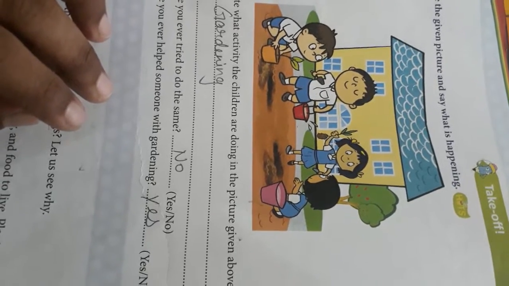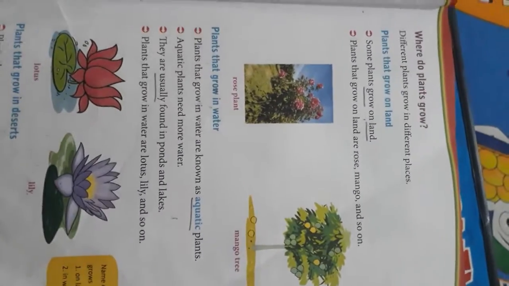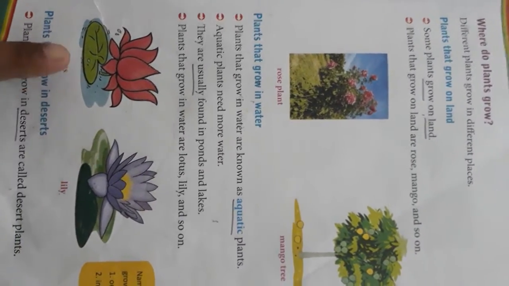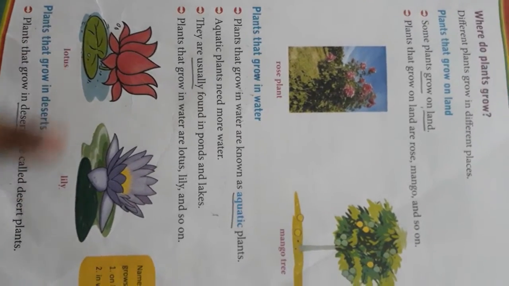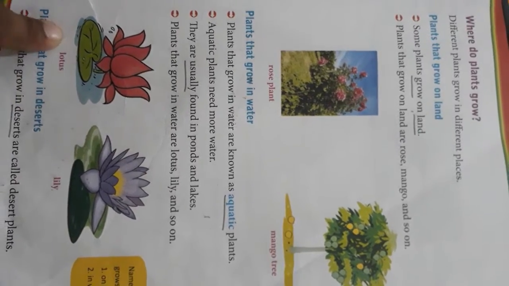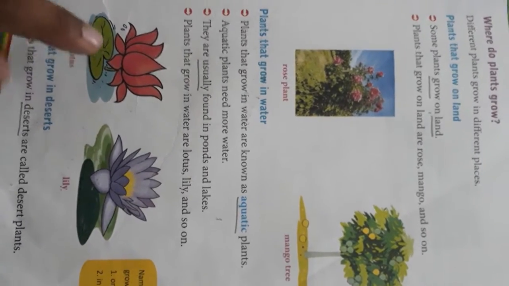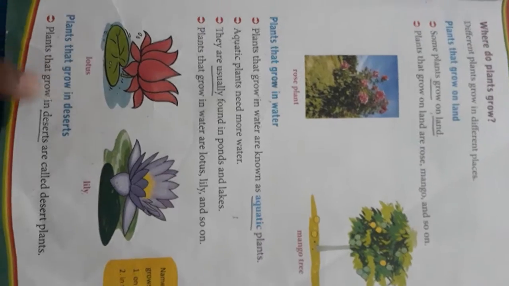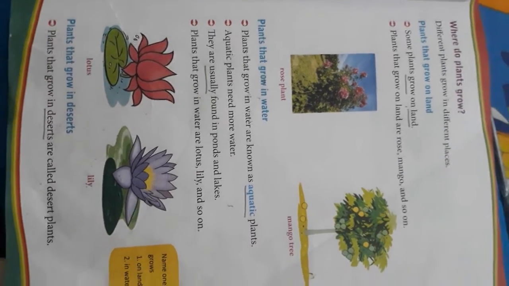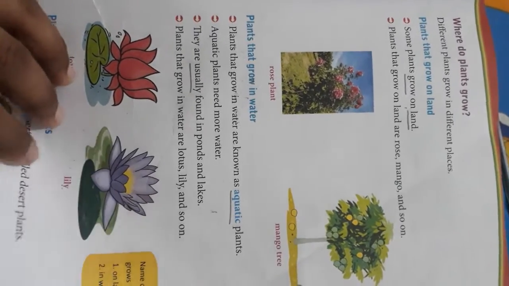Have you seen plants in our school? Yes. Now, plants that grow in water. Do you know, children, what they are known as? They are known as aquatic plants. See, examples are given over here. Lotus and lily. They are usually found in ponds and lakes, and they are known as aquatic plants because they grow in water.